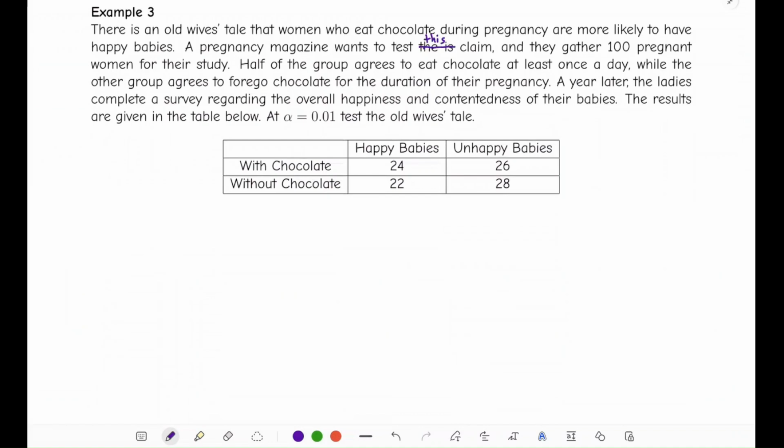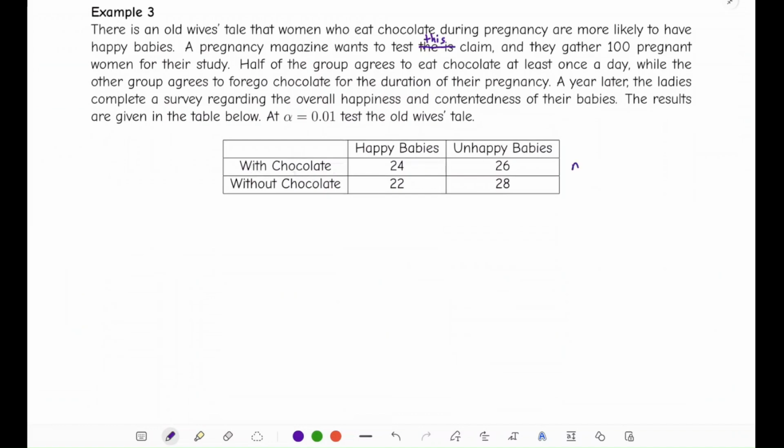A year later, the ladies complete a survey regarding the overall happiness and contentness of their babies. The results are given in the table below. At alpha 0.01, test the old wives' tale. So here, you have to determine, are we comparing happy babies to unhappy babies? Are we comparing the mothers who ate chocolate to the mothers who didn't eat chocolate? And it can be confusing sometimes. In this specific case, we are comparing with chocolate to without chocolate.